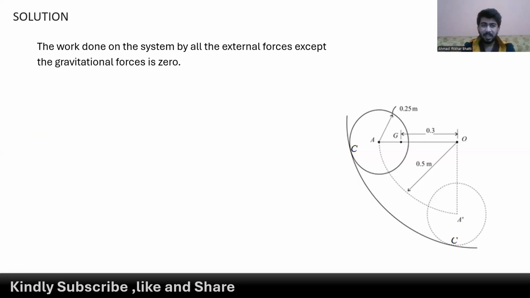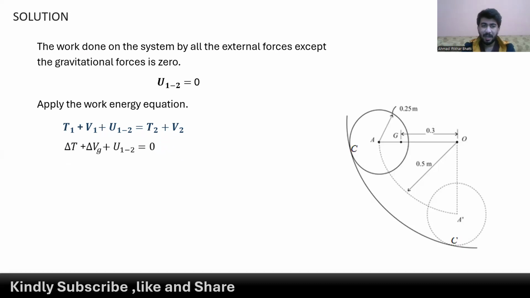And you see here the work done on the system by all the external forces, that is the gravitational force, is zero. So it means that the work done from initial to final position is zero. And we have a work energy equation. But here the initial kinetic and potential energies are zero, so it becomes like this, and also the work done is zero, so we get the final equation, that is the change in kinetic energy plus the change in potential energy at the final position is equal to zero.